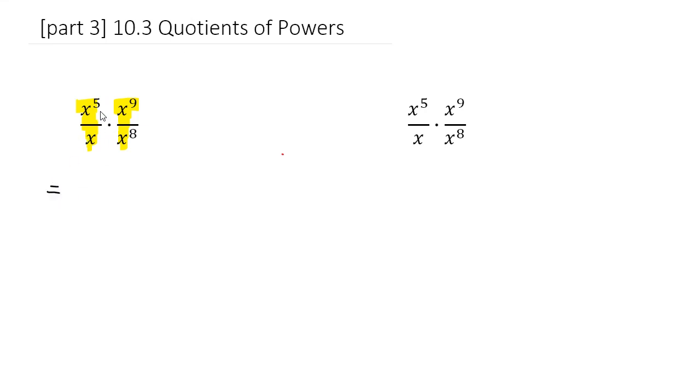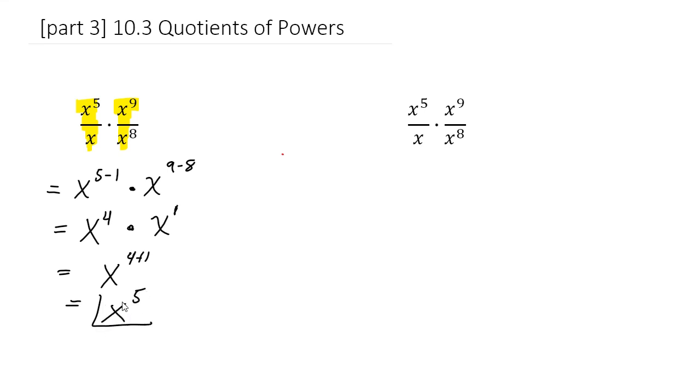So this means that this quotient x to the fifth divided by x, that's going to become x to the fifth minus 1, times this other quotient, x to the ninth divided by x to the eighth, that becomes x to the 9 minus 8. Simplifying the exponents, I have x to the 4 times x to the 9 minus 8, that's going to be 1. And then take care of the products, so I need to go ahead and add the exponents, 4 plus 1. So that means that the final answer should be x to the fifth.